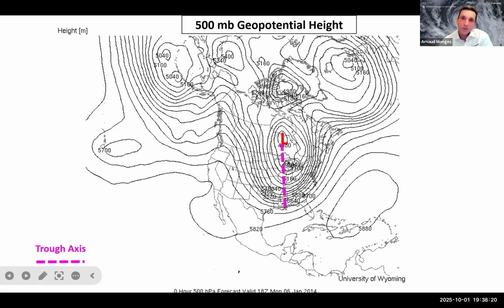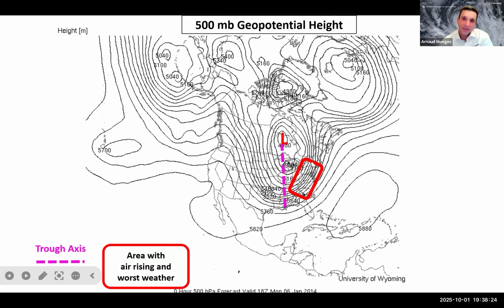And here I'm putting the trough axis. And here I'm putting the pocket. This is a pocket where the area is rising and the worst weather is. Once again, I want to take you deeper into these things, and we are just going to understand why those black lines all stacked to each other and pointing to the northeast are a sign of air rising. So let's get deep into this.